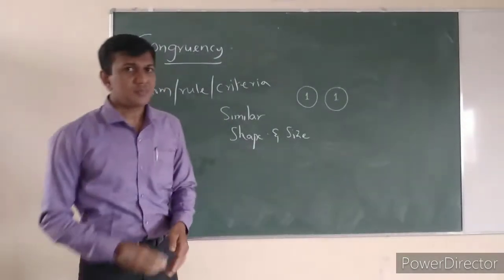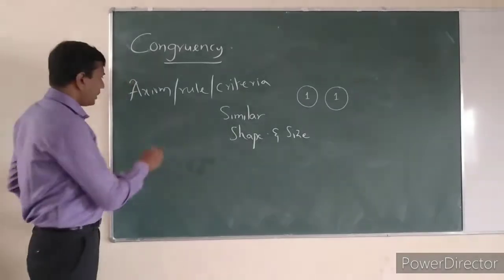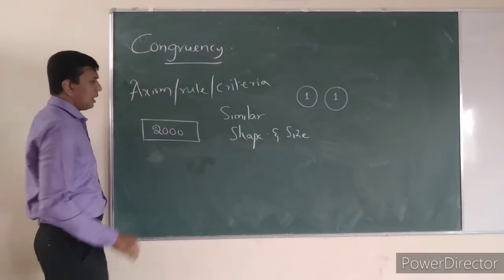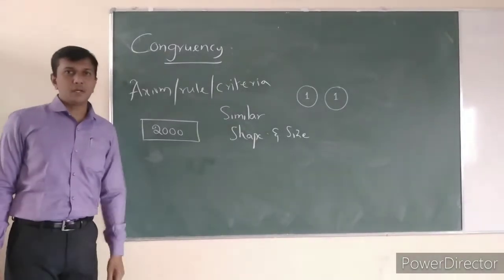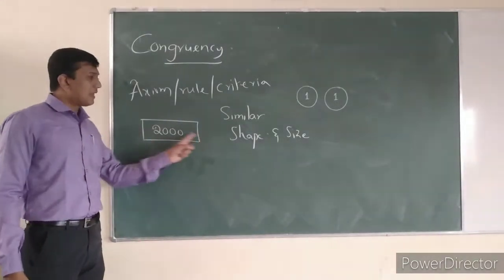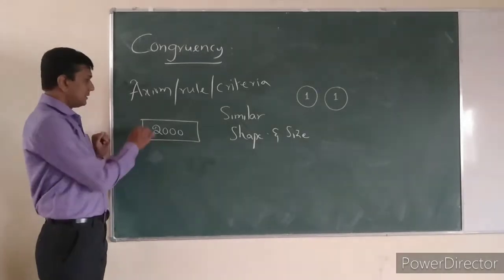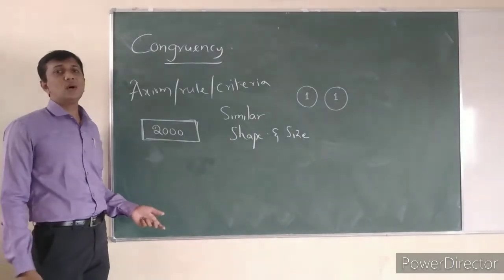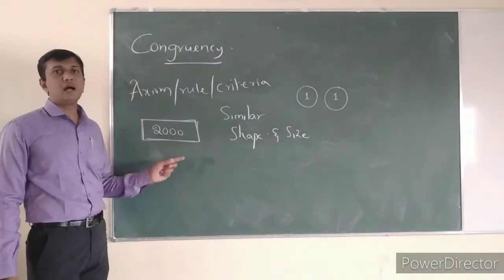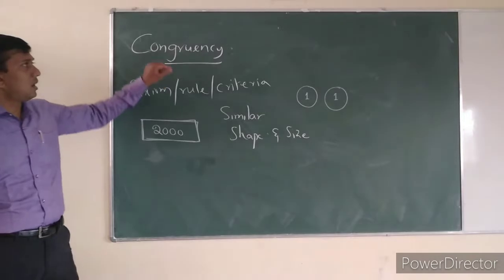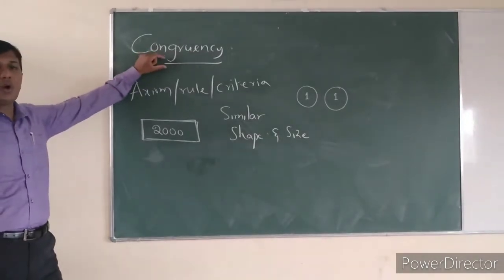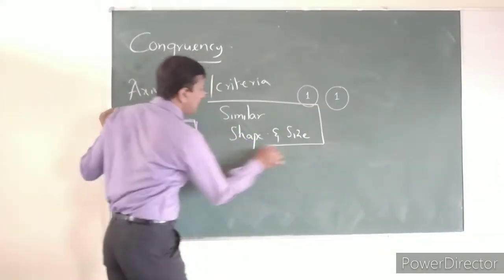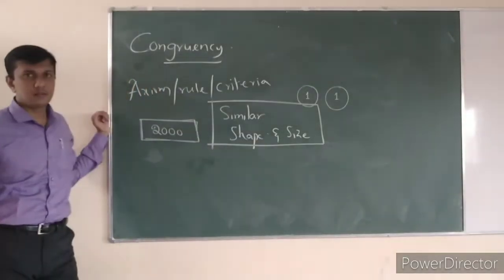Similarly, if you take a 2000 rupee note, and I have taken one more 2000 rupee note, are they similar in shape? Yes, because the shape is rectangular and the size is also the same. They will not differ in size. So what is meant by congruent? Two objects are said to be congruent if they have similar shape and size.